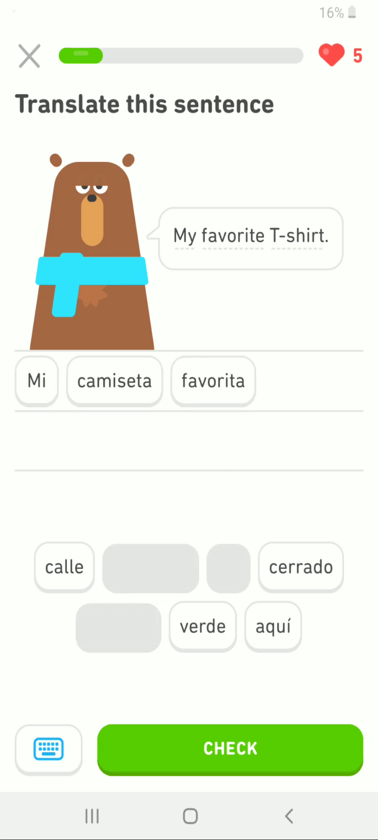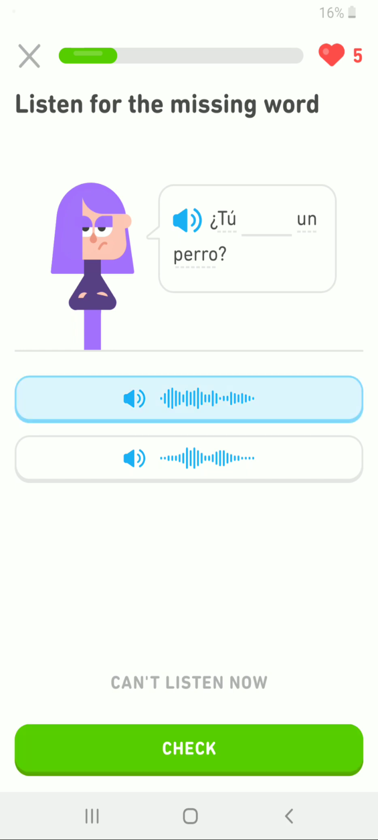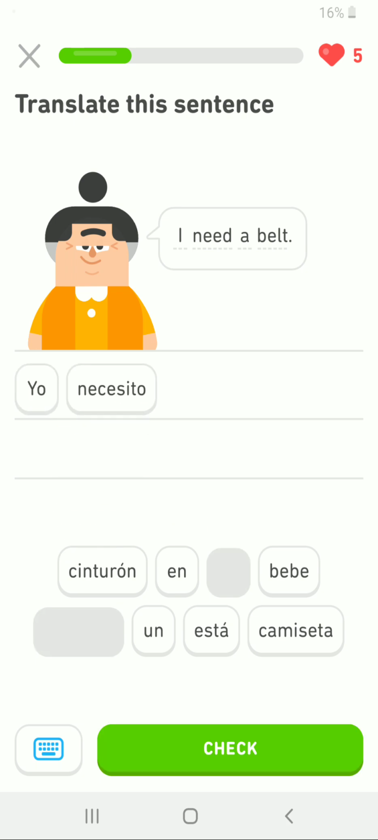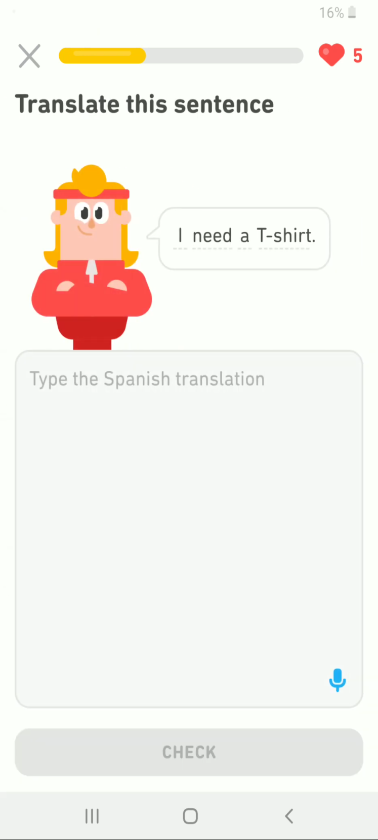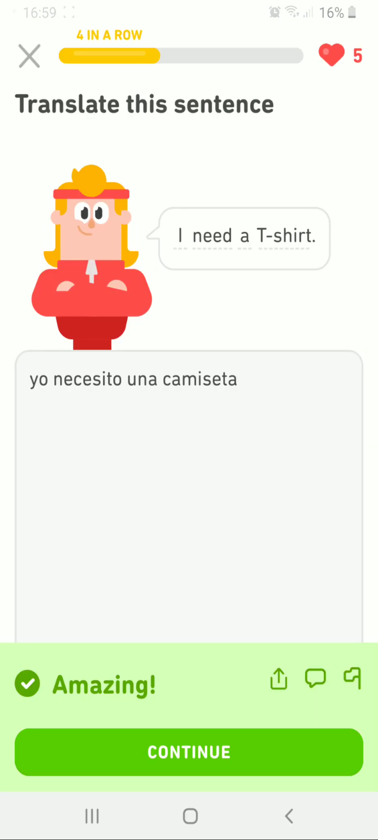mi camiseta favorita. ¿Tú tienes un perro? Tienes is the correct one. I need, yo necesito un cinturón. Yo necesito. ¿Qué necesito? Una camiseta. Camisa, camiseta. It's a t-shirt.